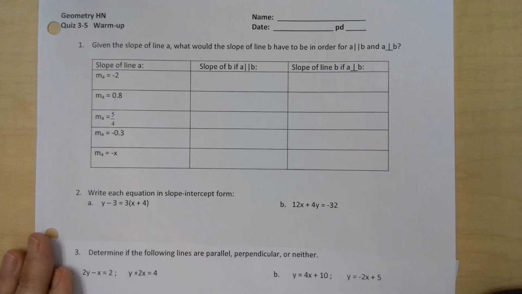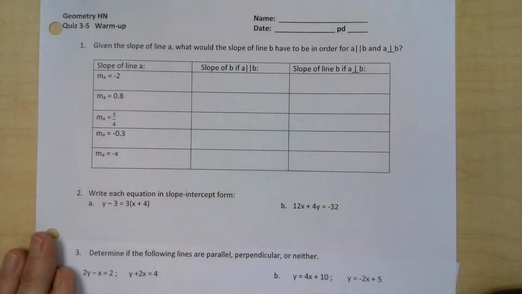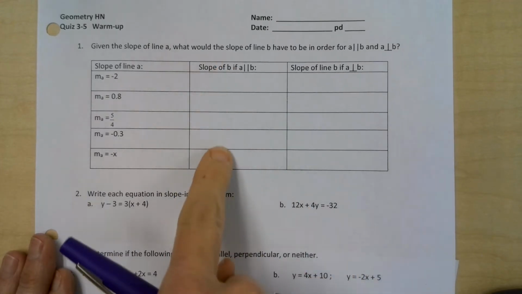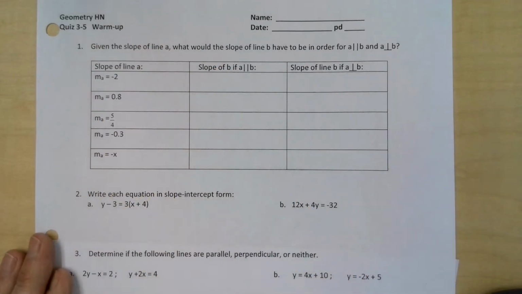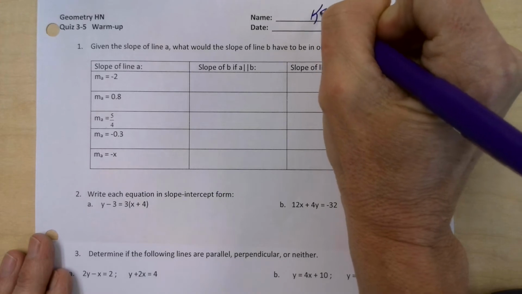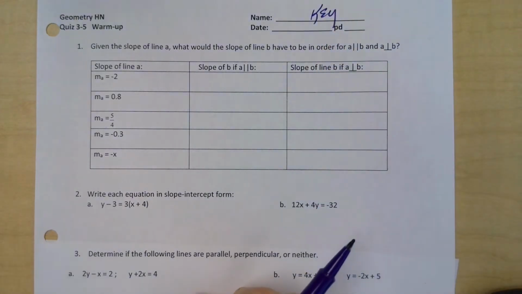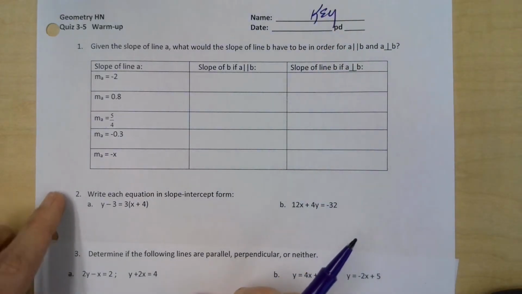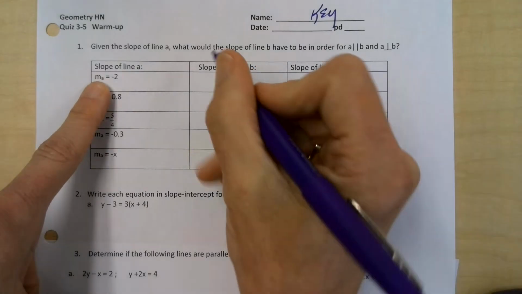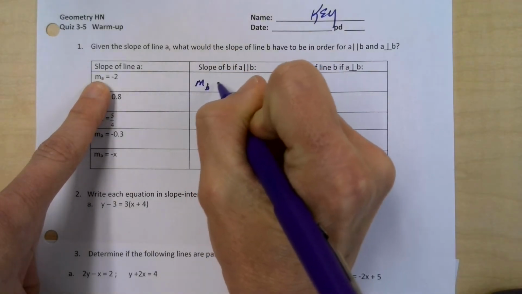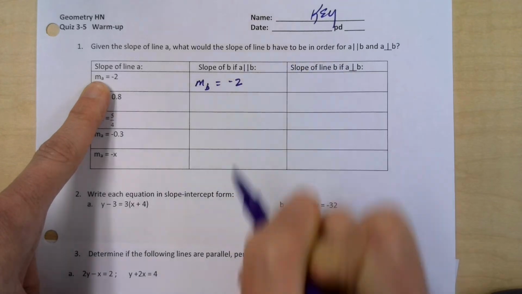All right, so let's take a look at this warm-up. And I loved what I heard in the back. So basically, this column is copying this column. How come? Say it out loud, Adney. Yeah, so parallel lines have to have the same slope. So if this slope is -2, then the slope of B is also going to have to be -2.